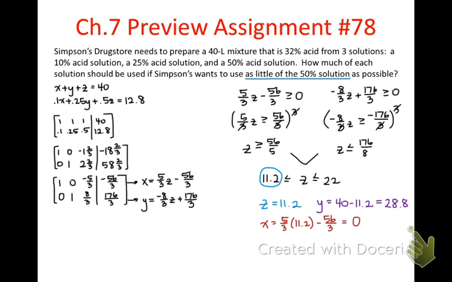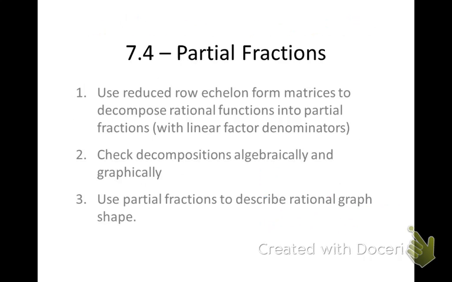All right. So having done that review, we're going to move on to section 7.4. We're going to be dealing with partial fractions. You're using that reduced row echelon form for the matrices to decompose rational functions into partial fractions with just linear factor denominators. We'll be able to check if our decompositions are correct by doing an algebraic check and also a graphical check. And the other thing we're going to look at is how can I use partial fractions to give a rough sketch of a rational graph.